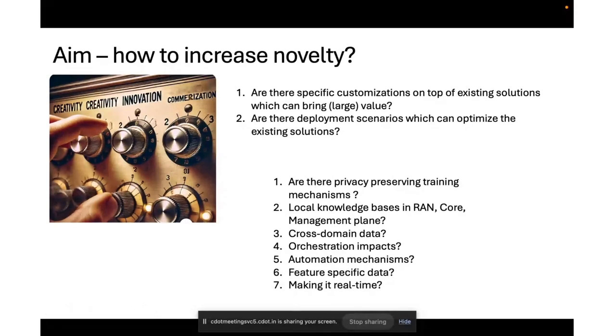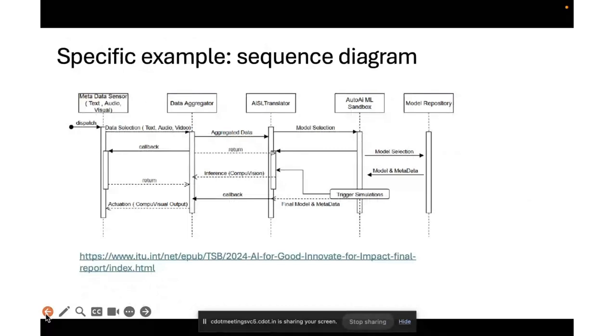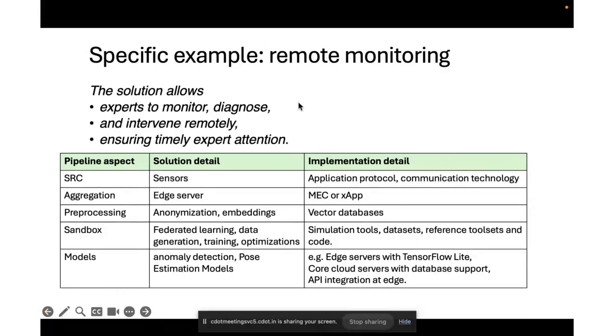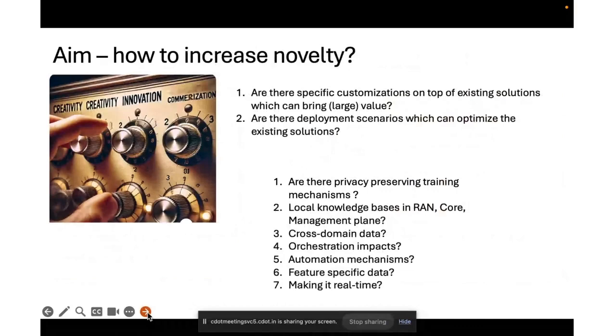Are there feature-specific data? For example, we looked at remote monitoring as a feature example, right? So are there feature specific data which can be gathered to train as well as create the AI solutions? That is another way to call out and increase your novelty aspect.